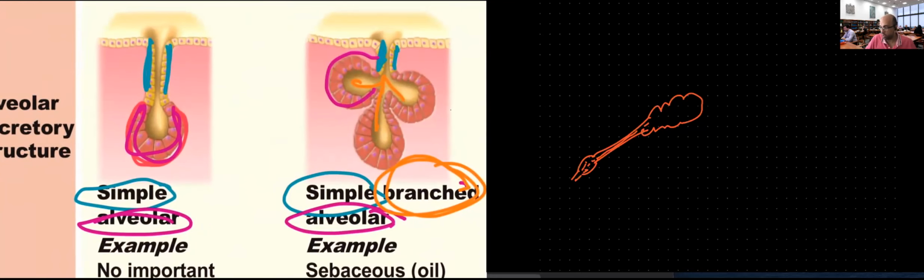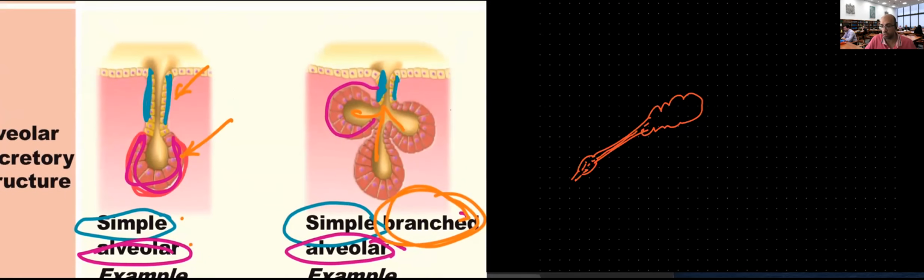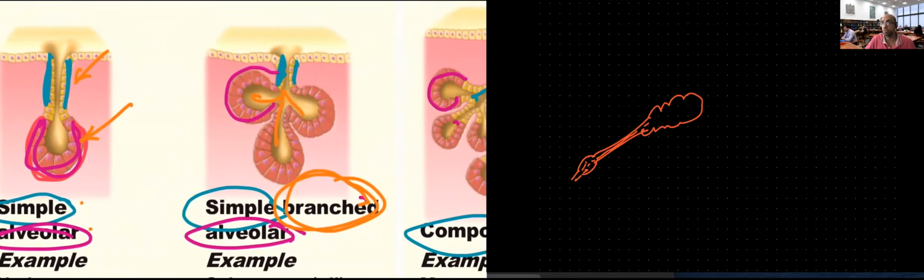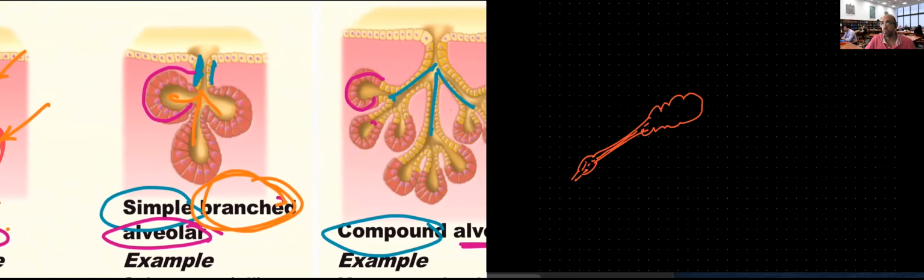Look around here, I have one duct, simple. The secretory region is going to be rounded, so it's going to be a simple alveolar gland. And we don't have an important example in humans of this type.